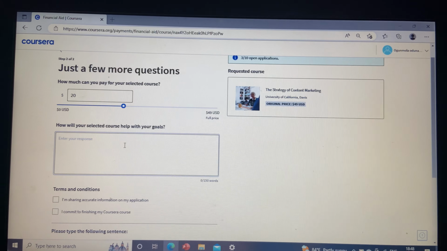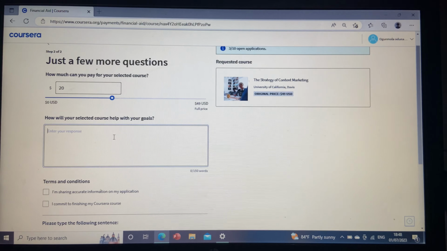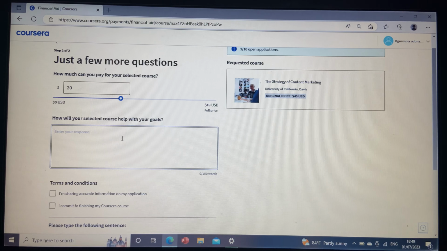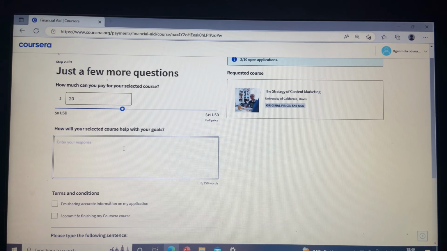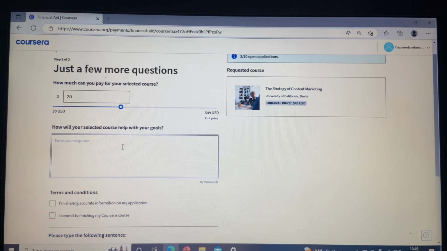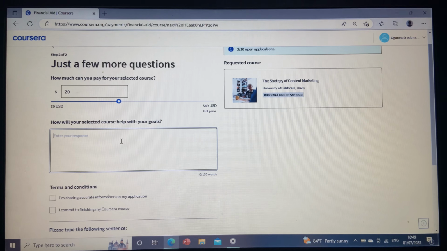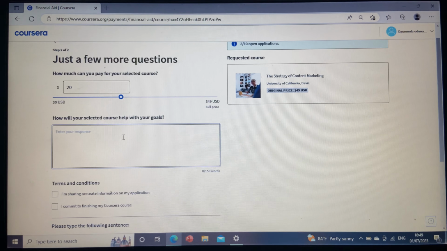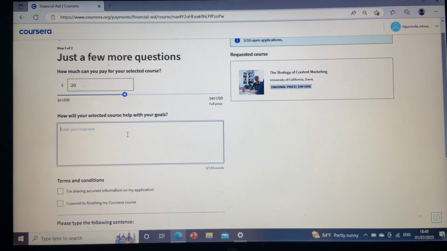You should put how the course will help you with the initial goal you have in mind, how the course will benefit you. You just try to put it and convince them why they should grant you the financial aid. And after that, you go to the terms and conditions. I am sharing accurate information, yes, click on yes. I commit to finish, yes, and make sure you finish that course.